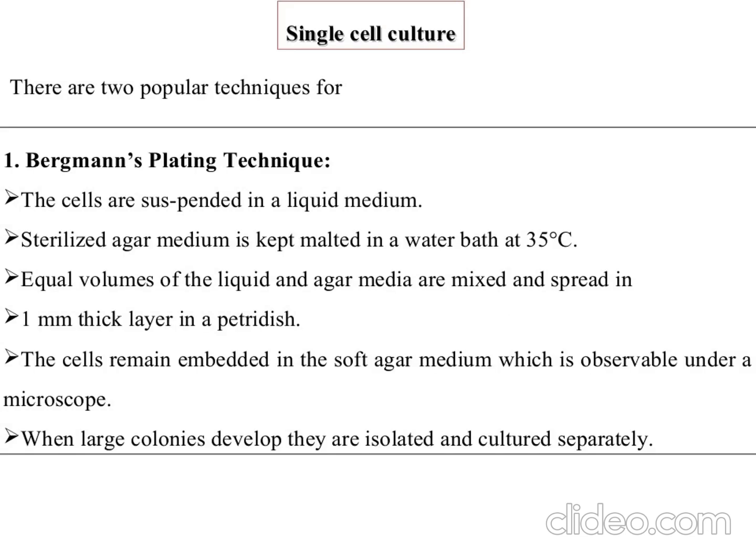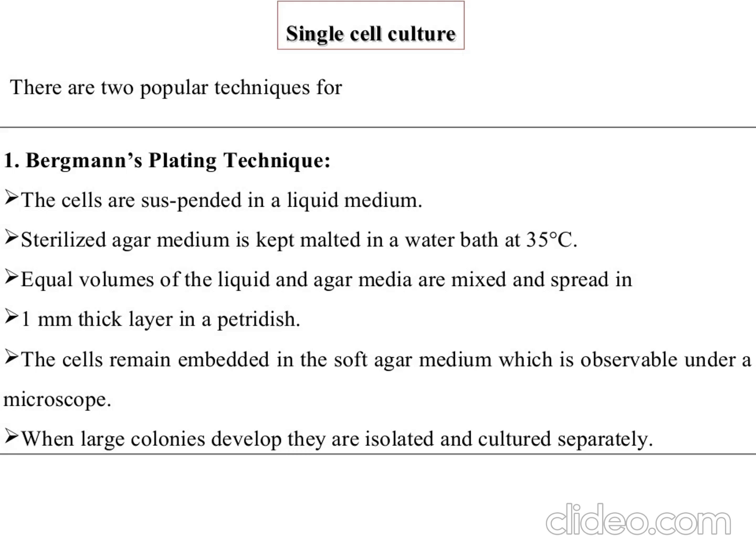Now there are two popular techniques used for single cell culturing. The first technique is Bergmann's plating technique, in which the cells are suspended in a liquid media. The sterilized agar media is kept melted in a water bath at 35 degrees Celsius. Equal volumes of liquid and agar media are mixed and spread in a 1 mm thick layer in the petri dish. What you do in this culture is you need molten agar media in a petri dish or in a flask, and you need an equal amount of your cells.